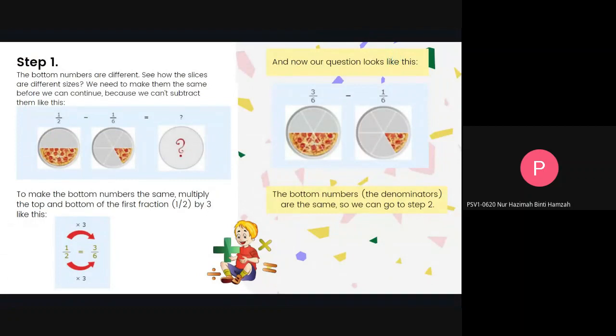Okay, for step 1, the bottom numbers are different. So we have to make the denominators the same. See how the slices are different sizes. We need to make them the same before we can continue, because we can't subtract them like this. So to make the bottom number, or the denominator, the same, we have to multiply the top and bottom of the first fraction, 1 over 2, by 3, like the picture you can see above.